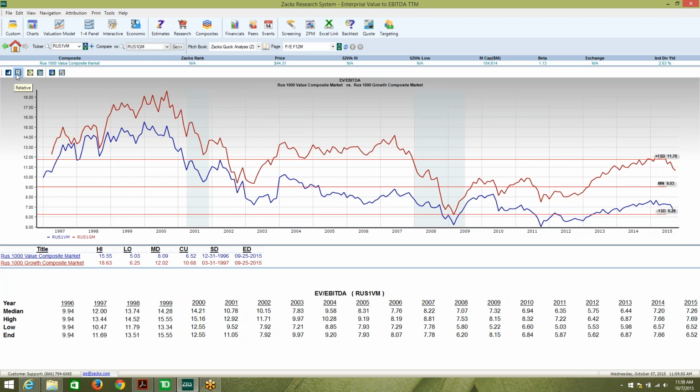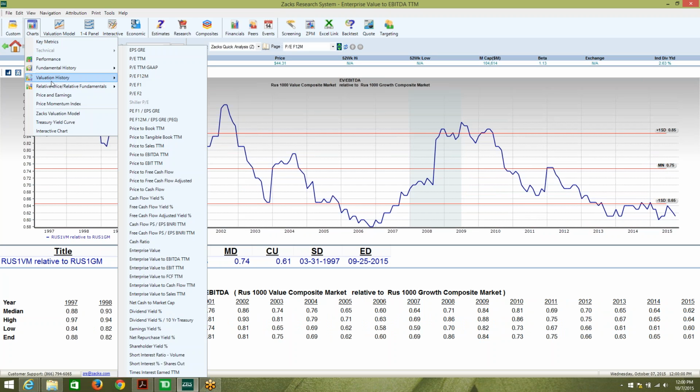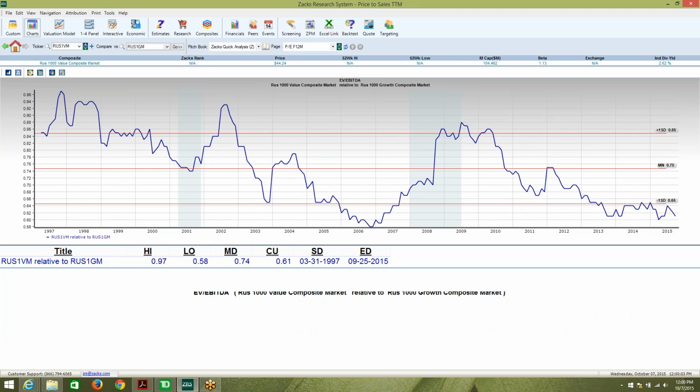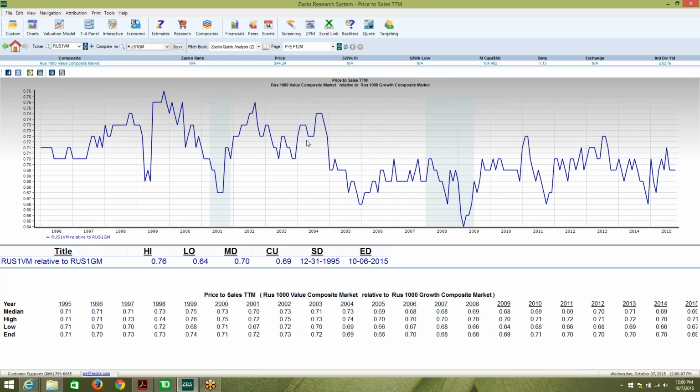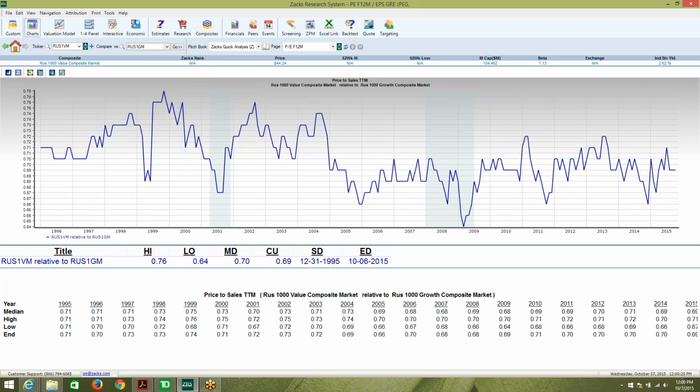In this case, we can see here that they're more than one standard deviation below the long-term average relative ratio of EV to EBITDA between the two styles. However, if we switch to the price to sales multiple, it appears that the long-run averages are right in line, suggesting that value stocks are cheap primarily because of significantly lower revenue growth. Looking further into valuation here, let's take a look at the PEG ratio.